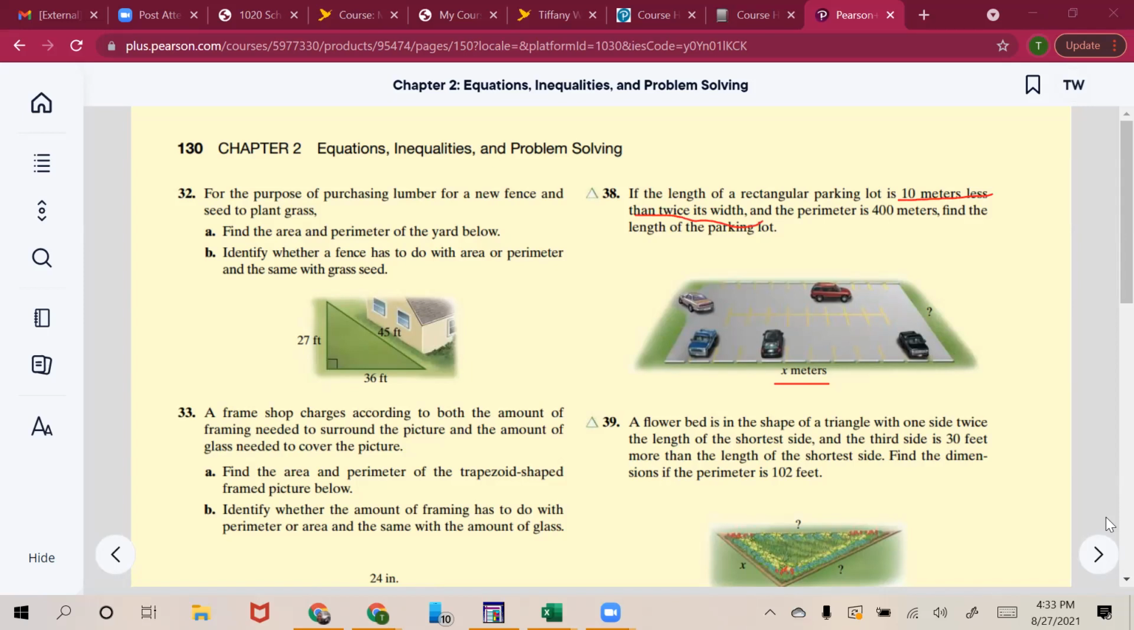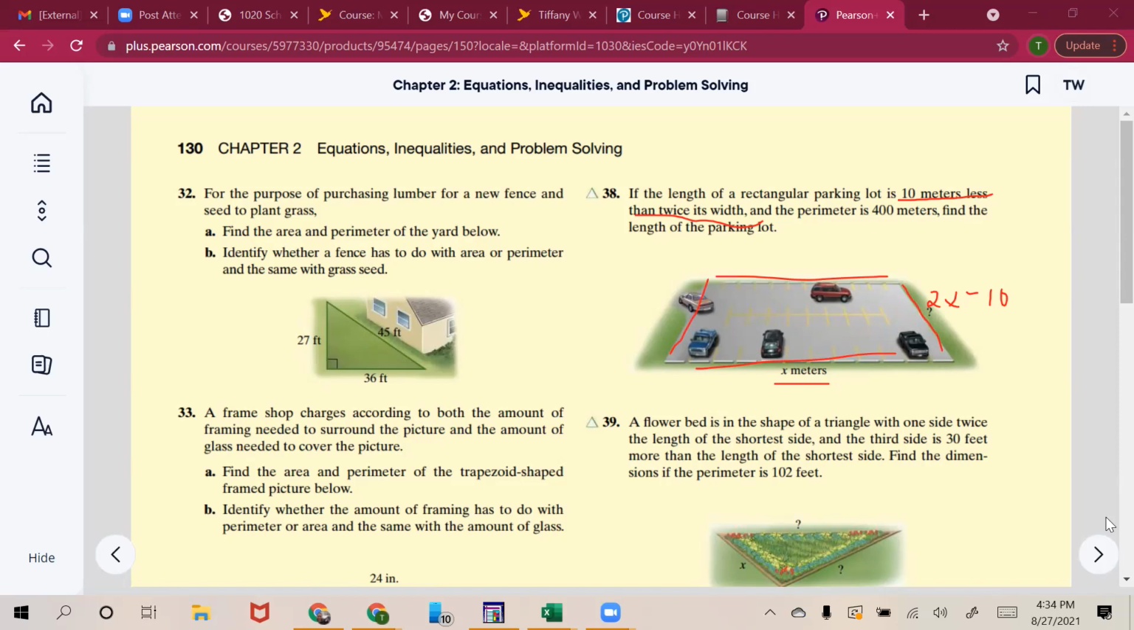So 10 meters less than twice its width. So twice its width is going to be 2x, and then 10 meters less than that is going to be minus 10. All right, cool. So I've got my length, I've got my width, and they tell me that the perimeter is 400 meters. There's two ways to do this. Remember, perimeter is just adding all the sides up, but because a rectangle has two pairs of equal sides, we can just double the length and double the width and add them together, and that'll give us the perimeter. So that's what I'm going to do because I'm going to run out of room.